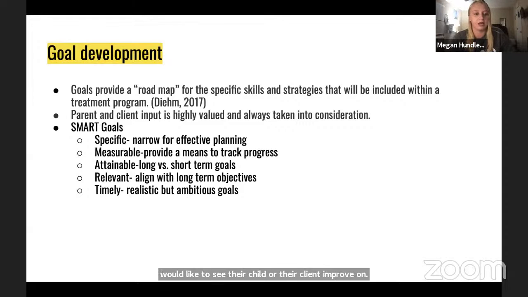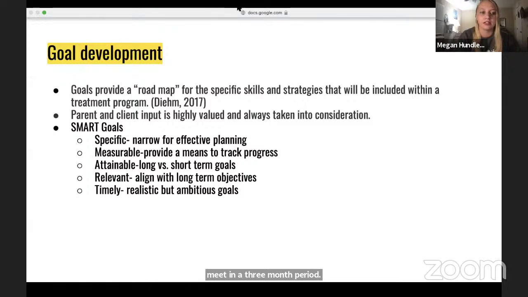Typically, we try to write goals that use the SMART acronym. We try to write goals that are specific, so narrow for effective planning, and measurable, so it provides a means to track progress. Attainable, so we try to write long and short-term goals. Typically, in our outpatient setting, we write goals that we would like clients to meet in a 3-month period. And then long-term goals are goals that we would like the client to meet before discharge.